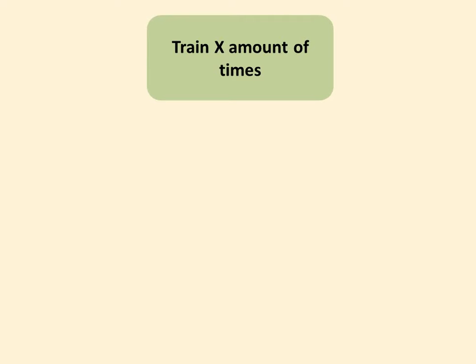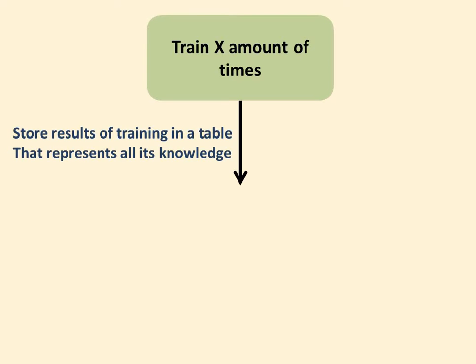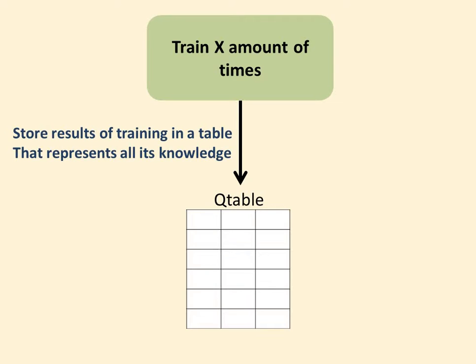All its knowledge and experience are stored in some sort of table that we call the Q table. Before I can tell you more about the Q table, we're going to have to first define something called a state.